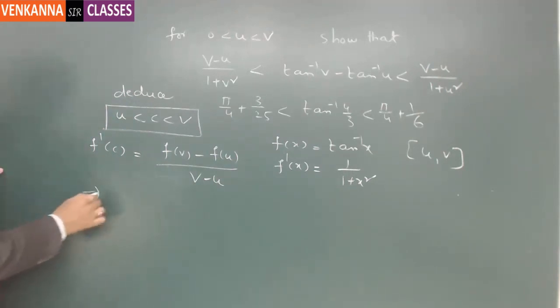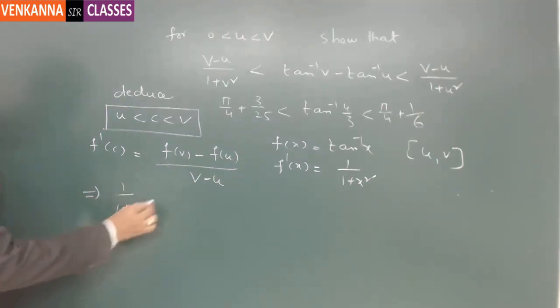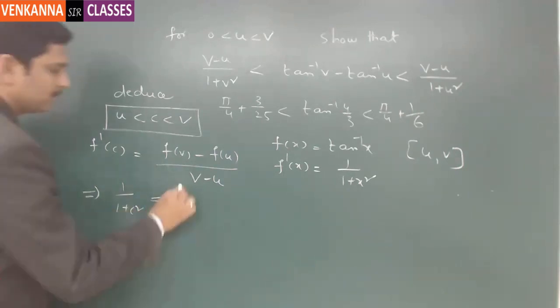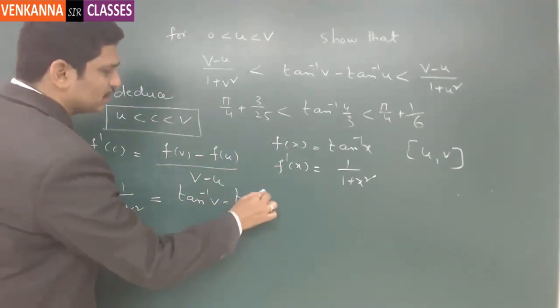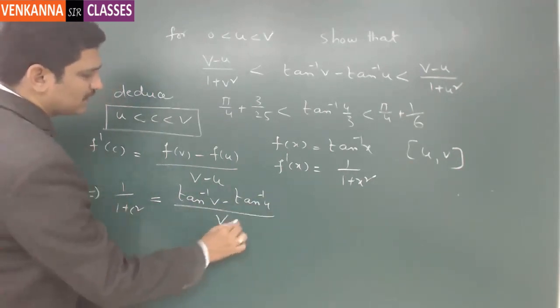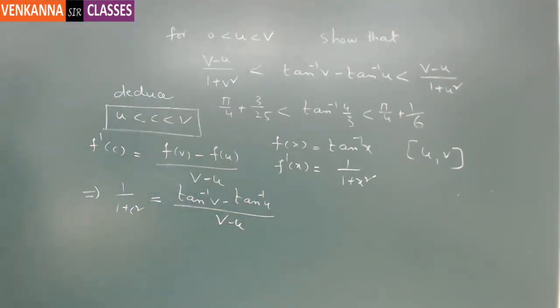So from this we can say 1 by 1 plus c square is equal to tan inverse v minus tan inverse u by v minus u, substituting the values in it. Now I ask the question, what to do next, because you have studied this part already in calculus. Any guesses from anyone?